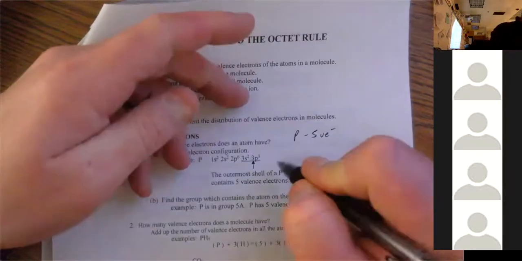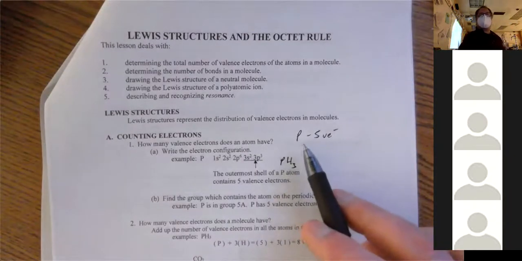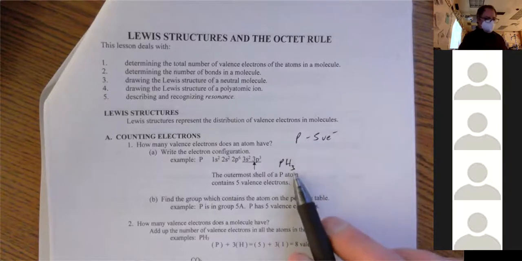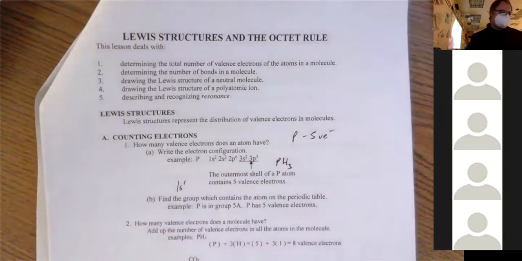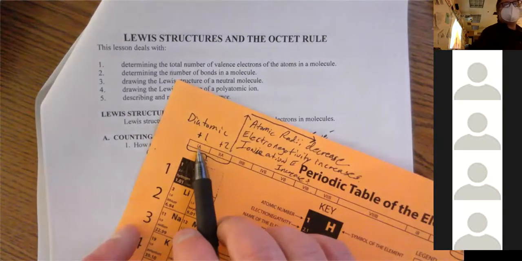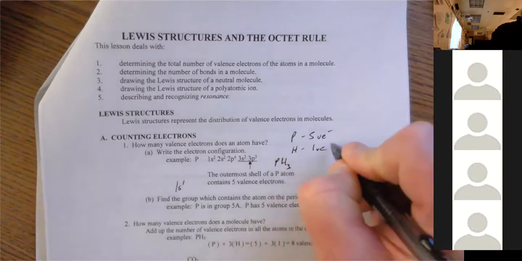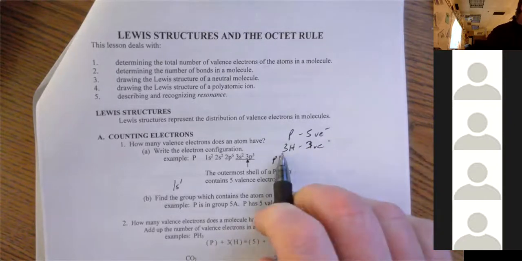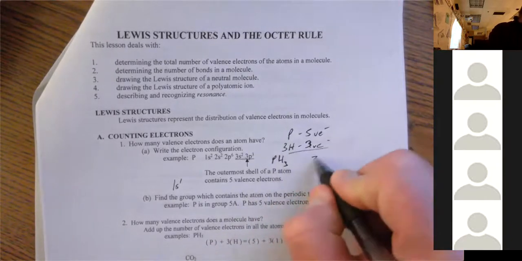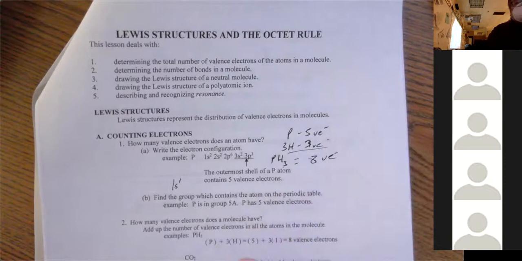Let's say we have something like PH3. We have 5 valence electrons for the P, and we have H, 1s1, 1 valence electron. Each H has 1 valence electron. How many H's do I have? I have 3. So that means I have 3 valence electrons from the hydrogens. If we add this up, PH3 has 8 valence electrons total. Easy enough.